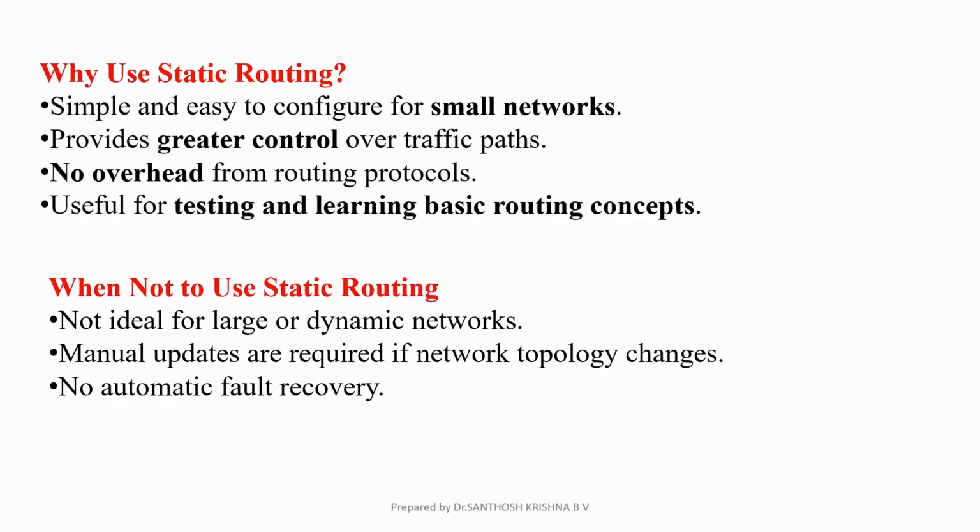Why do we use static routing? Static routing is mainly used for smaller networks. It provides greater control over traffic paths. Since the network is small, traffic can be controlled in a very nice way, and there is no overhead from routing protocols. There is no burden from routing protocols since it's static and manually configured, with small network traffic, so no overhead. And it is very useful for testing and learning the basic routing concepts.